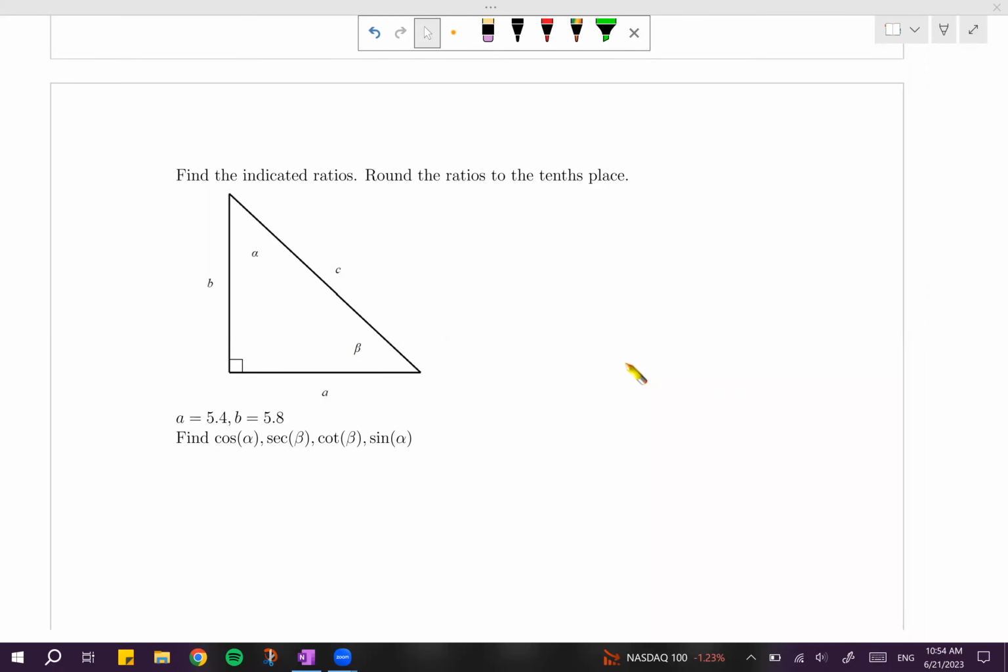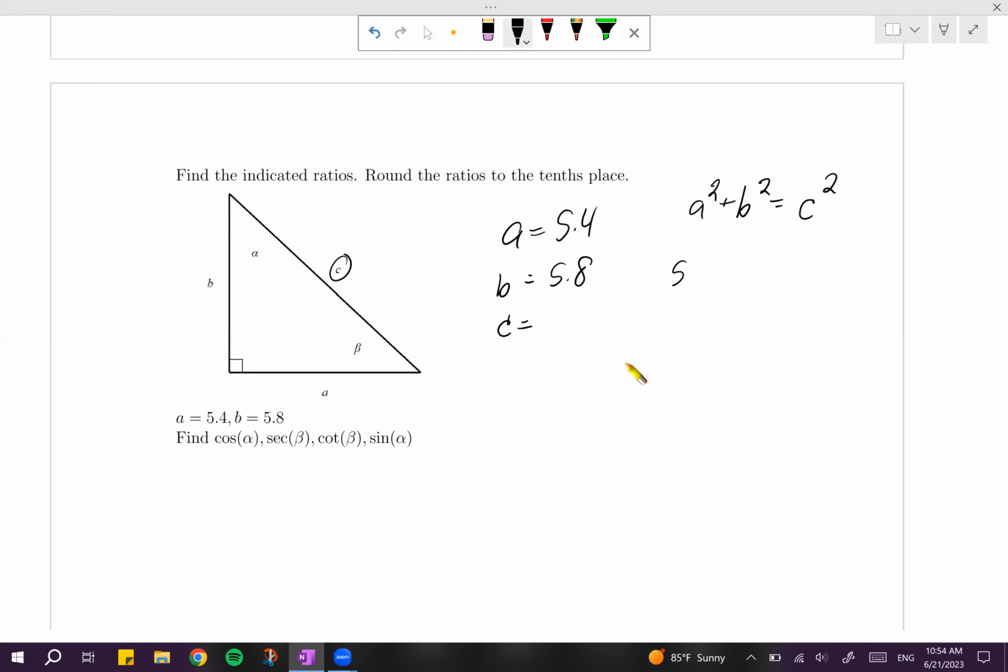Hey, so we have this problem, and they want us to find all of the values that they've given us. So first thing I'm going to do is find my missing edge C, because they gave me A equals 5.4, B equals 5.8. I need to find my C. I can use Pythagoras' theorem, which says A squared plus B squared equals C squared.